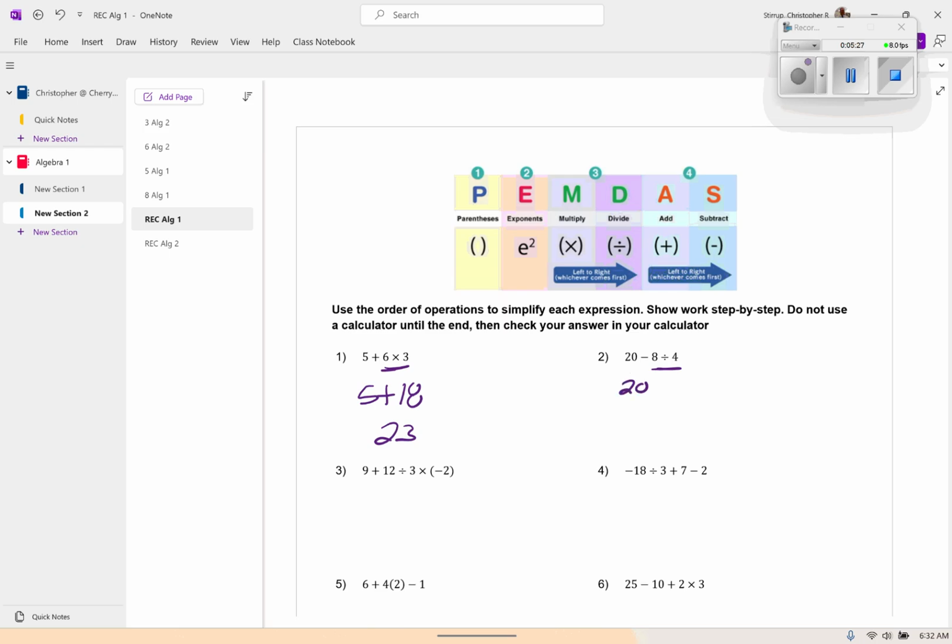On this one, I'm going to go ahead and divide first. So the 20 doesn't get affected. It's going to stay negative. 8 divided by 4 is 2. So 20 minus 2 is 18.